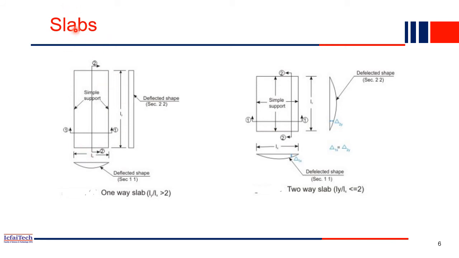So slabs are also classified into two parts: one is one-way slab and this is two-way slab. One-way slab means the deflection happens in only one direction, meaning one dimension is very small compared to the other dimension, or Lx by Ly is greater than 2. Then we call it a one-way slab. If Lx by Ly is less than 2, we call it a two-way slab.